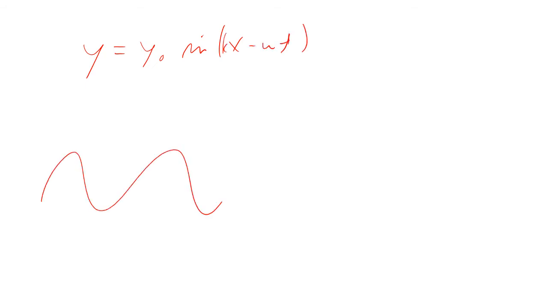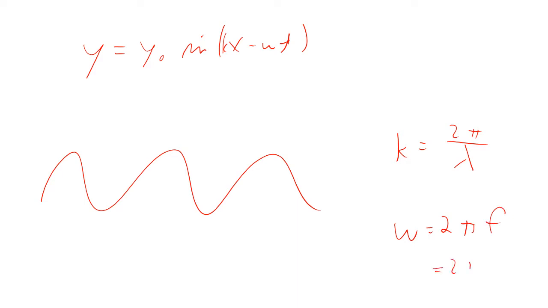So that defined a wave here. We said that k was related to the wavelength. k was 2 pi divided by the wavelength. Omega was 2 pi times the frequency, so that's the same as 2 pi over the period. Frequency is 1 over period.